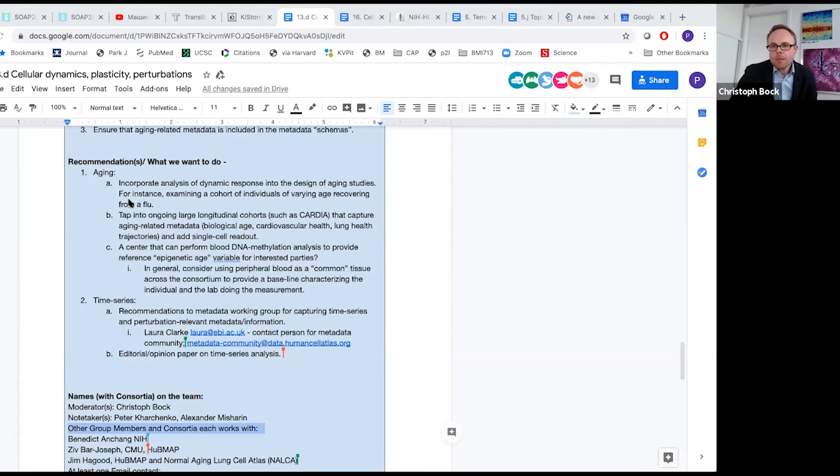Okay, then it seems that by and large, we have a summary. The key step that we need to do going forward is we need to really pitch towards the metadata group the importance of aging, the importance of time series, the importance of perturbation annotation and the importance of epigenetic clocks. And with that, we should already be quite far.